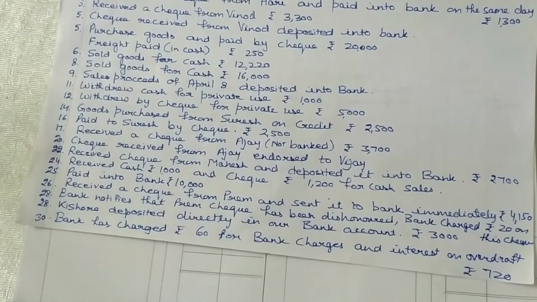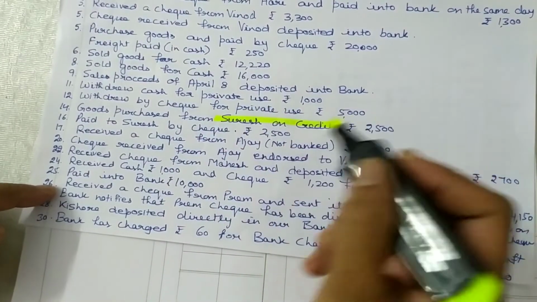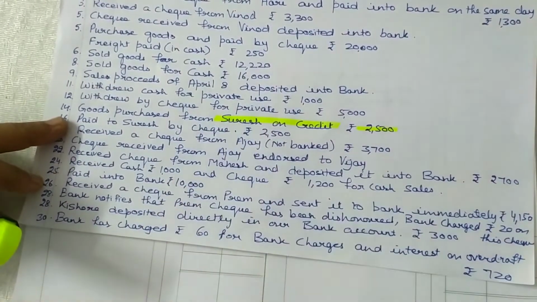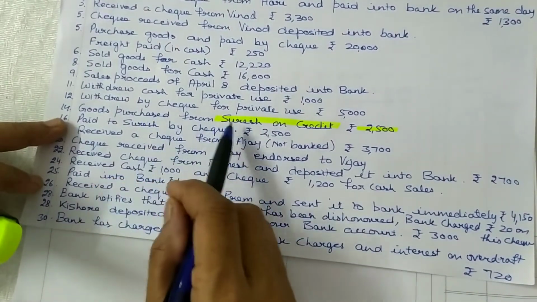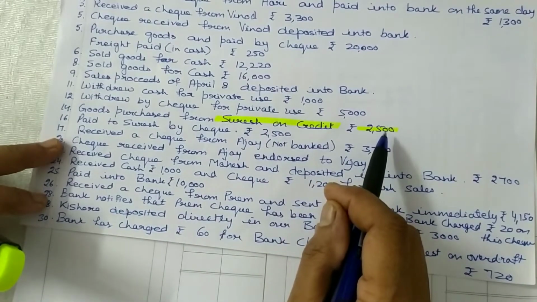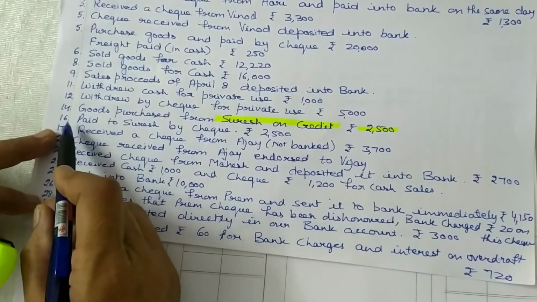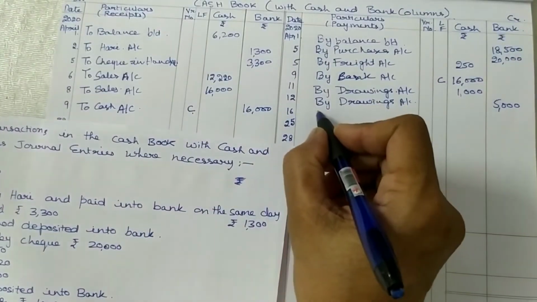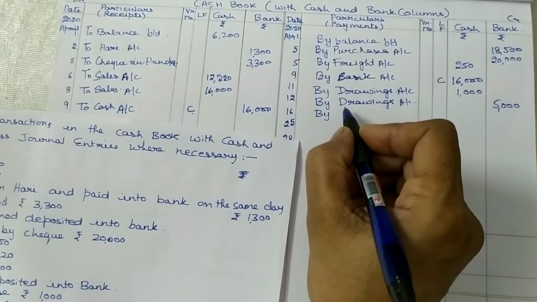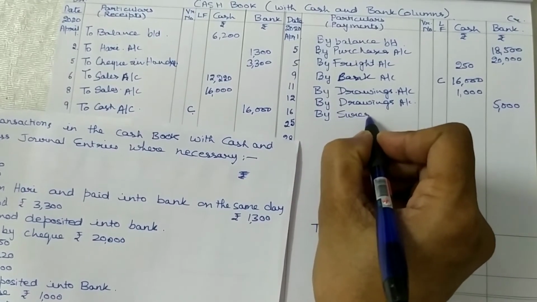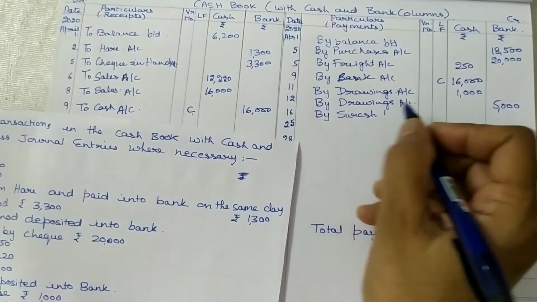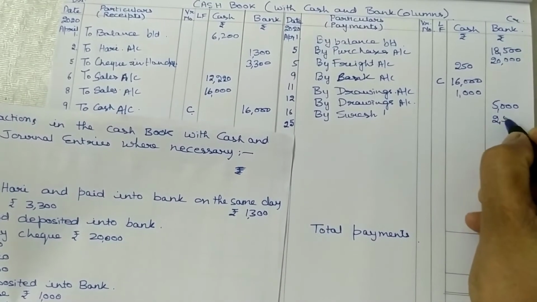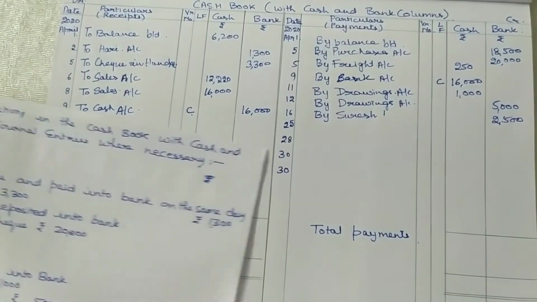Goods purchased from Suresh is a credit transaction. So you have to pass a general entry below the cash book. So purchase account debited to Suresh 2,500. Next on 16th, paid to Suresh by check. You are making payment through check. So on 16th, by Suresh 2,500. By check, so you have to write in bank column 2,500.